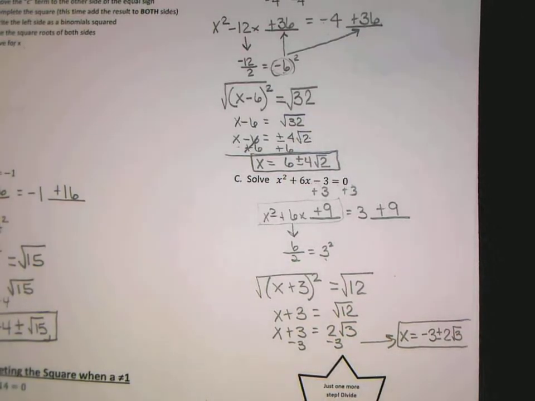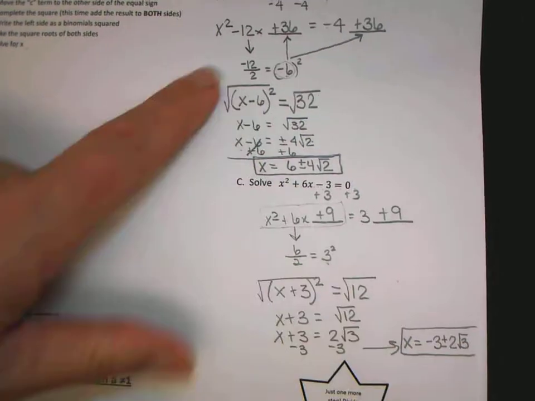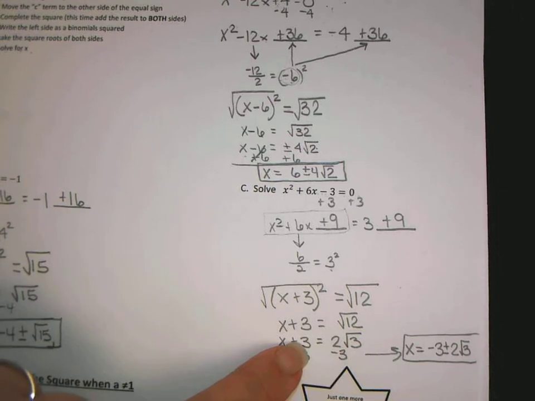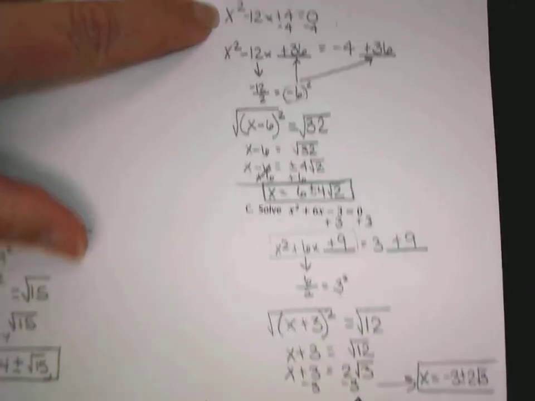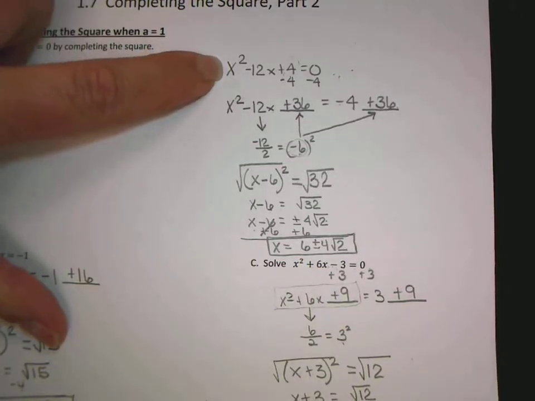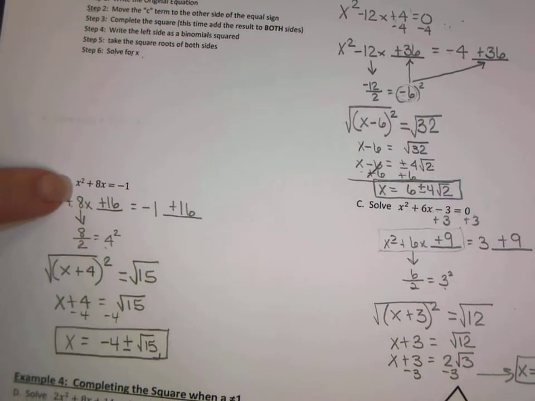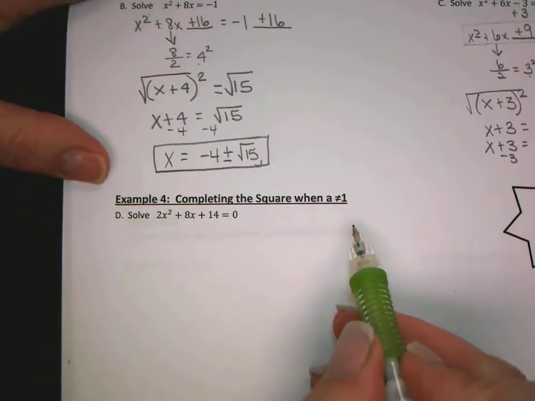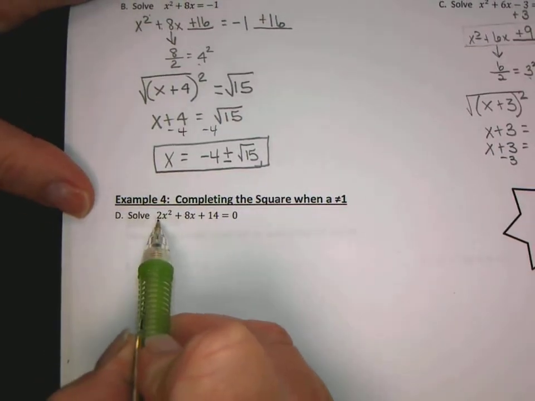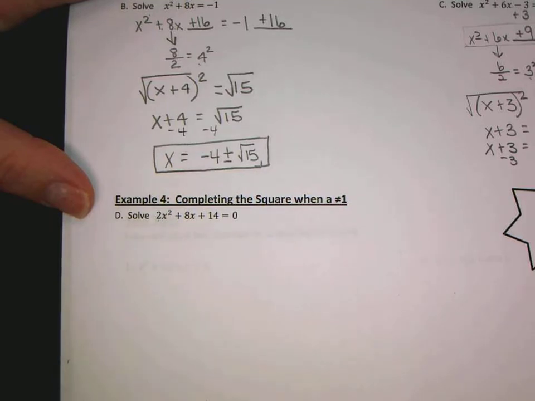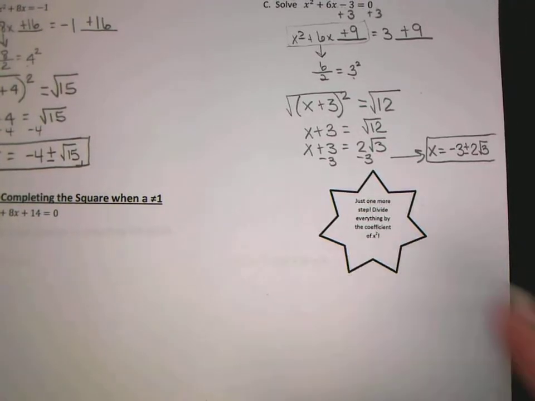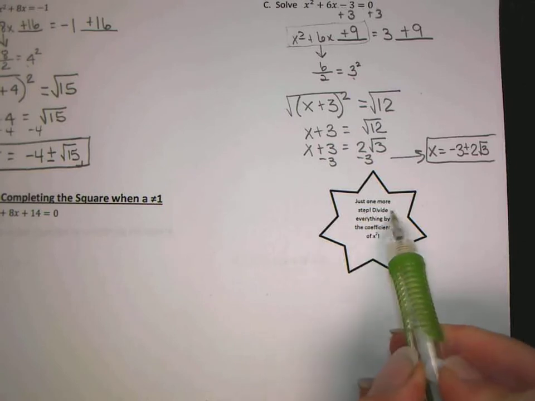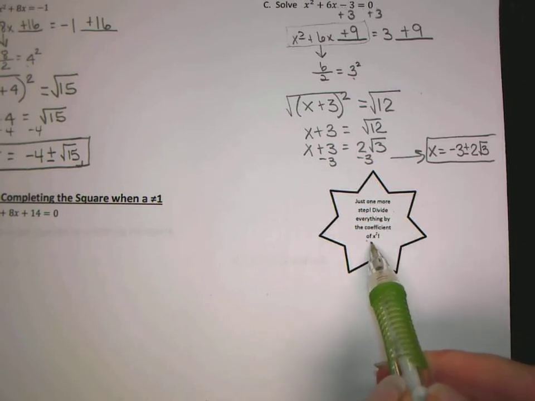Okay. All right. So those 3 problems I just did were when the a term in the front is just a 1. So this was 1x squared. This was 1x squared. This was 1x squared. The next example we're going to go to is when a does not equal 1. So in this case, a equals 2. Well, the good news is it's not really difficult. And I put that in a little thing over here. It just says, just one more step. Divide everything by the coefficient of x squared.